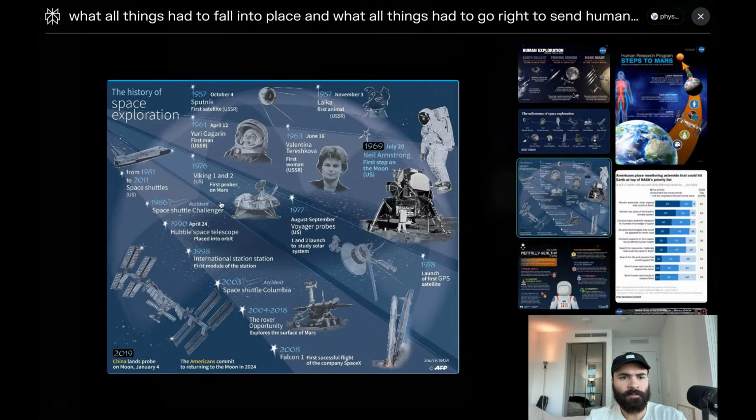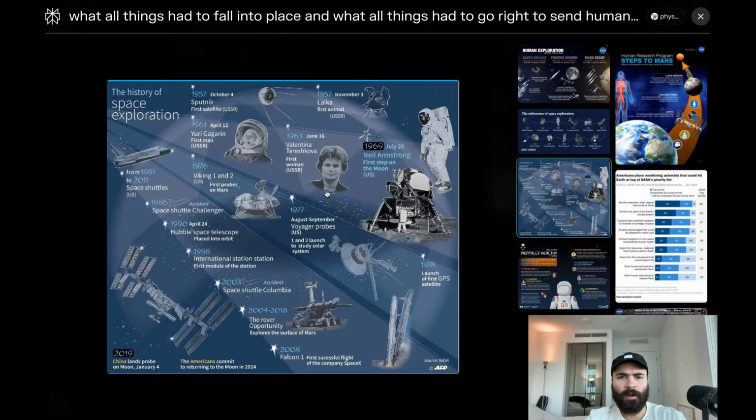The history of space exploration. Space shuttle Challenger accident, Hubble Space Telescope placed into orbit, International Space Station, Space Shuttle Columbia, the rover Opportunity. First successful flight of the company SpaceX. The Americans commit to returning to the moon in 2024. China lands probe on moon.